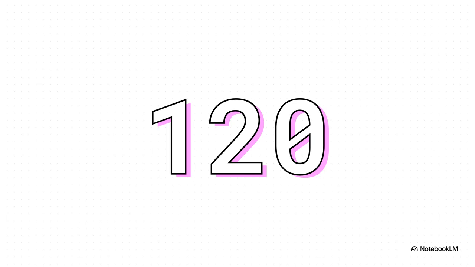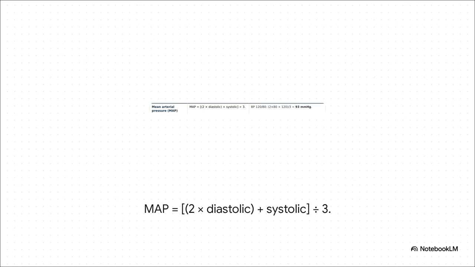Say total cholesterol is 200, HDL is 50, and triglycerides are 150. You take that 150, divided by 5, which is 30. Subtract that 30 and the 50 HDL from the 200 total cholesterol, and you land precisely at an LDL of 120. Next up is mean arterial pressure, or MAP.